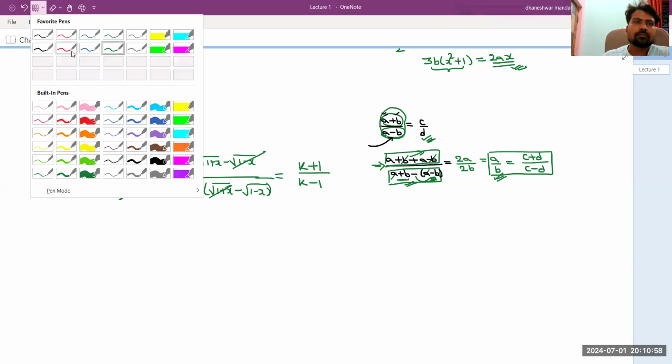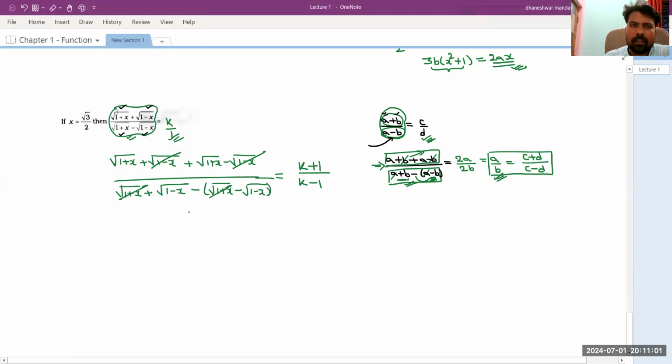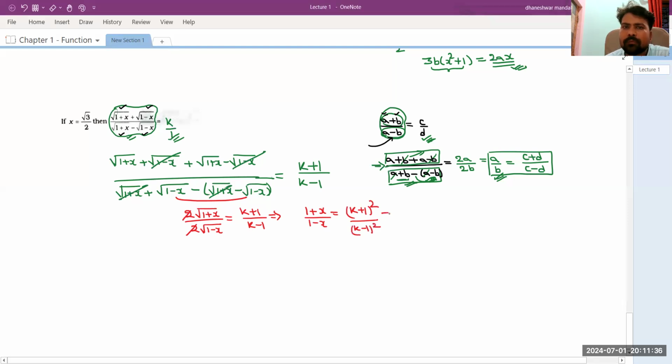See. Now from here, I get 2 times the root over 1 plus x. And from here, I get 2 times the root over 1 minus x. And from here, k plus 1 and k minus 1 are there. Okay. Can I cancel this 2? If I take the square of this term, then here I get 1 plus x and 1 minus x. This is nothing but x plus 1 whole square. And here we have k minus 1 whole square.